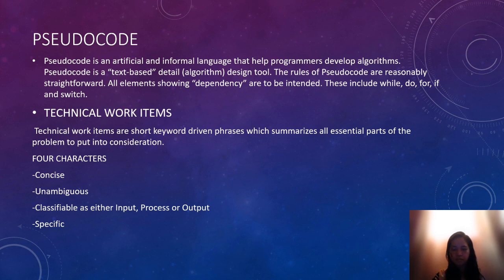Technical work items. Technical work items are short keyword-driven phrases which summarize all essential parts of a problem to put into consideration. There are 4 characteristics of technical work items. First is concise, second is unambiguous, third is classifiable as either input, process, or output, and last is specific.